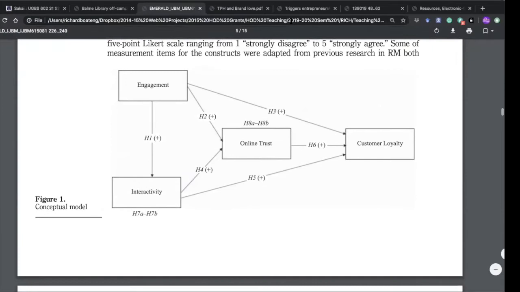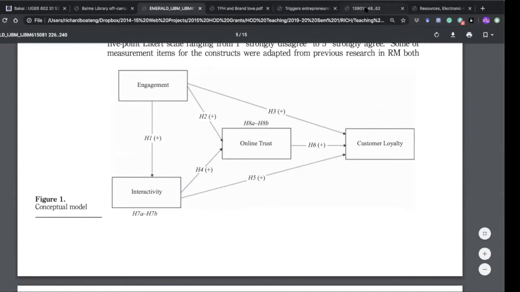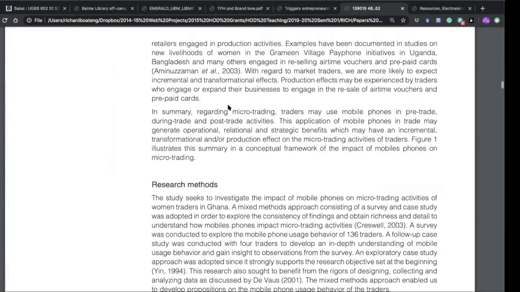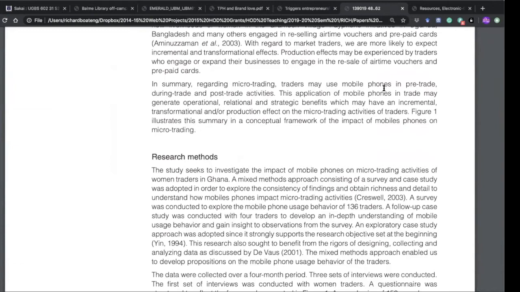Now let's go back to, let me see if I can find. Good. Now look at this study too. This is the conceptual framework, the research framework that guided the author to go and do the research. So if you look at it, he says here, in summary, regarding micro trading activities, traders may use mobile phones in pre-trade, during trade, and post-trade activities.